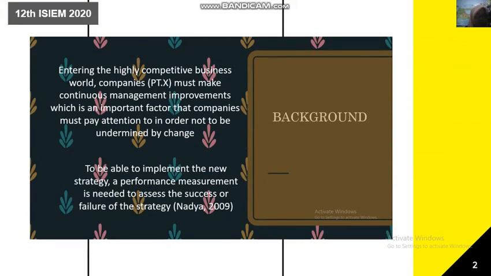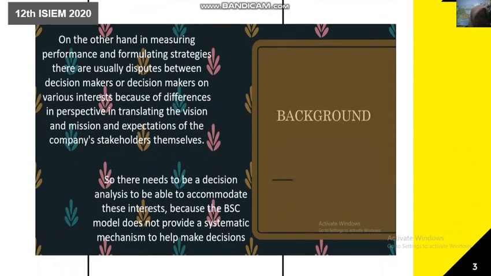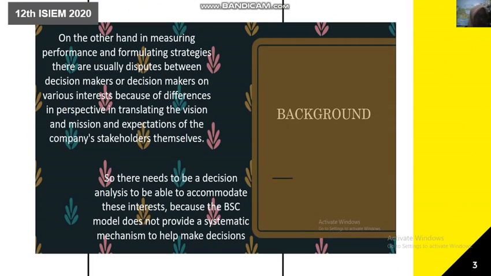Entering the highly competitive business, PTX must make continuous management improvements and make a new strategy. To be able to implement the new strategy, a performance measurement is needed. There are disputes and various interests among decision makers when measuring performance and formulating strategies. So a decision analysis is needed to accommodate these interests.